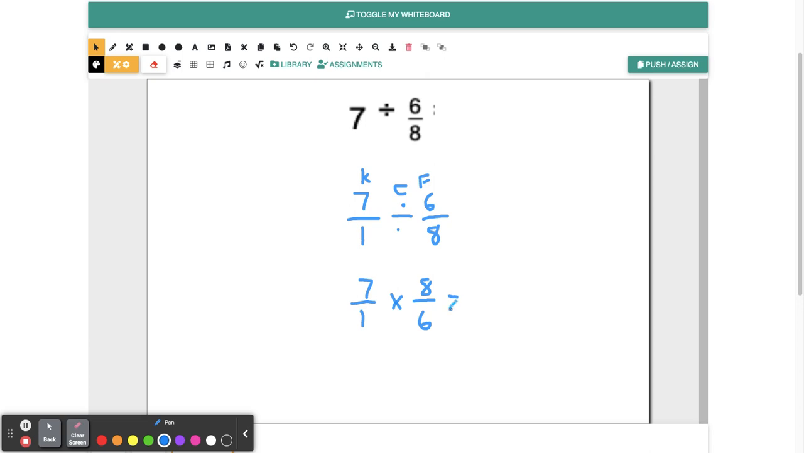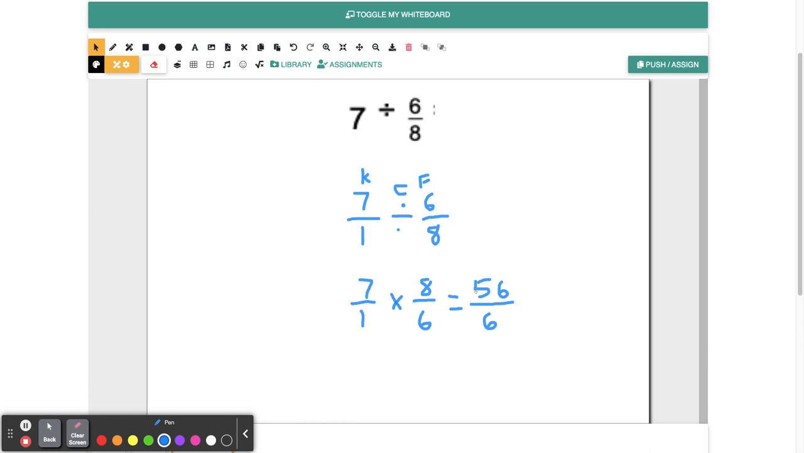Now I multiply straight across. 7 times 8 is 56. 6 times 1 is 6. Technically I have my answer and I'm done dividing, but this is an improper fraction, and I don't want improper fractions. So how do we do this? You have to do the long division way, and that's really what you have to do.